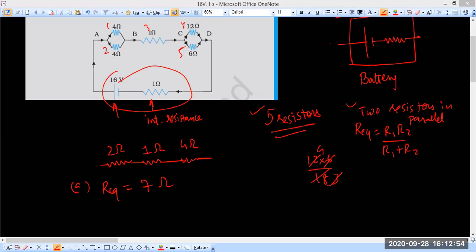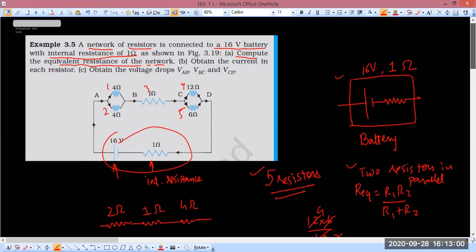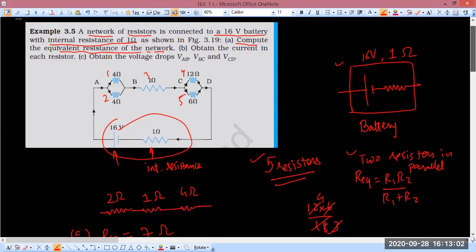Okay, now we have to find the current through each resistor. Avinash, that is terribly wrong. It is not the same in all of them. So first of all, we have to find, listen to this very carefully.